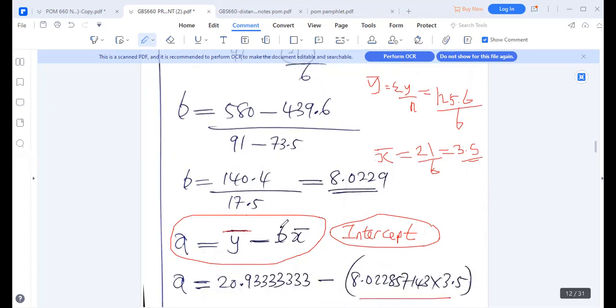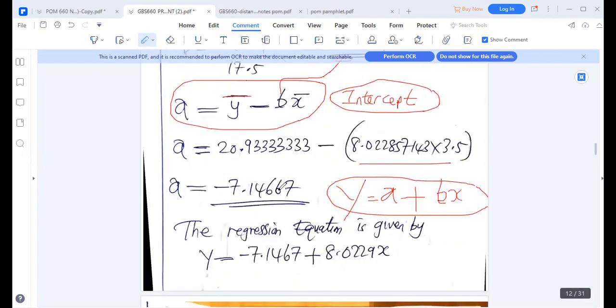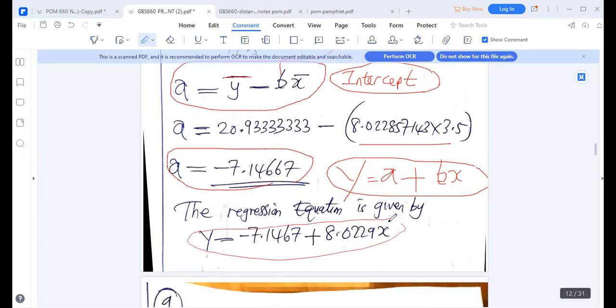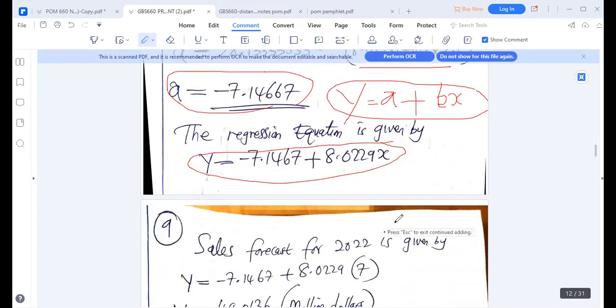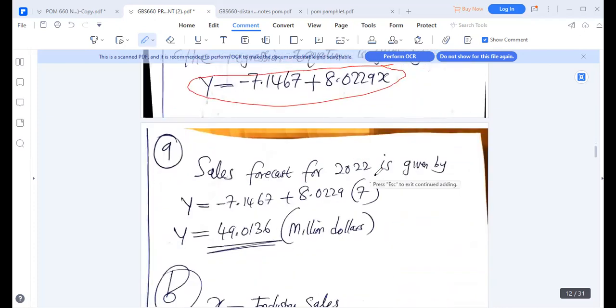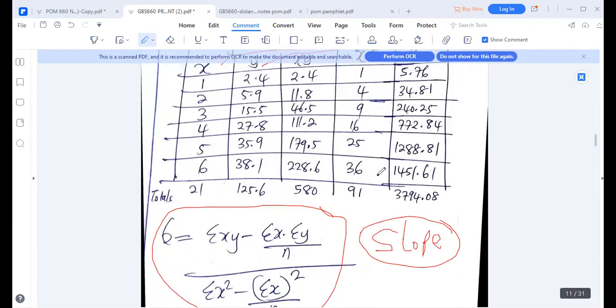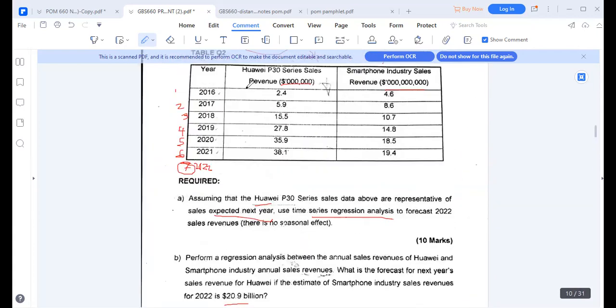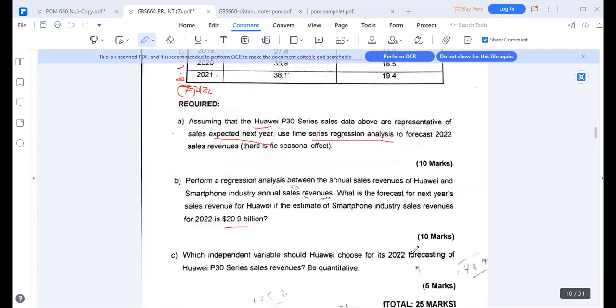The B is the one that we have already found here. Then you can find the alpha, and then substitute these figures in the regression equation. Then you are able to find the regression line based on the first one, which is this one. So from here you can find the forecast for 2022 based on the 7th year, because we came from the number of years that are listed here. They are 1, 2, 3 up to 6. Then 7th is for 2022.